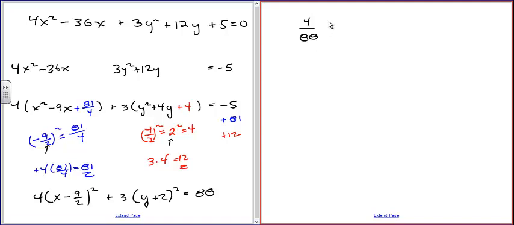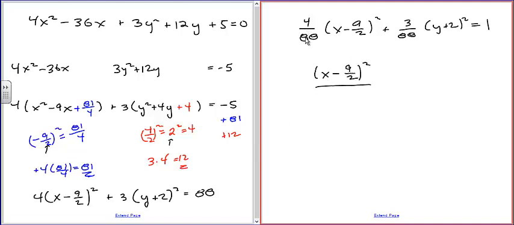You'd have 4 over 88 times x minus 9 halves squared plus 3 over 88 times y plus 2 squared is equal to 1. So we divide that by 88. Now, as we'll see later, in the standard form we don't want 4 over 88, we want 88 over 4. So we move it to the denominator and take the reciprocal. It's like when we have this, if we want to rewrite this, we take the reciprocal of this and multiply it out.